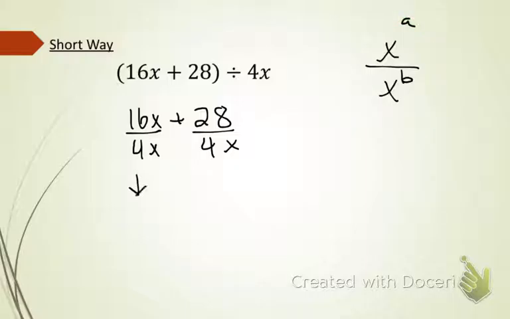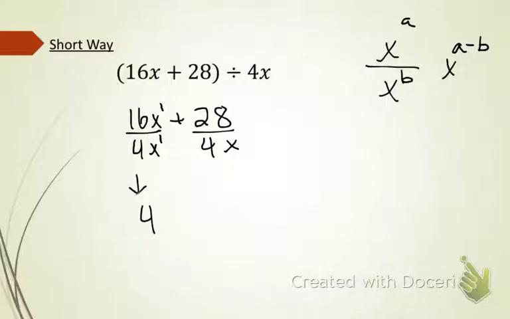16 divided by 4, that gives us a 4. x divided by x. Remember here, when the bases are the same and it's division that we have, you subtract the powers. So if this x has a power of 1, this x has a power of 1, 1 minus 1 is 0. So then we have x to the power of 0. But remember, anything to the power of 0 is just 1. So that's just 1. 4 times 1 is 4. So in reality, this mess is just 4.